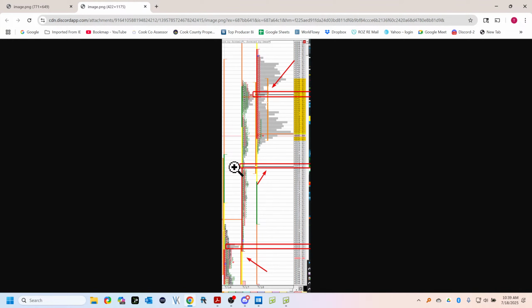Let me just make sure I got everything here. So this is called a single. And what's a single print? Very simple. It's when the market rips and it doesn't come back. And this is from market profile. It's a low volume area. What the market tends to do is to come back and check these. So this is a target coming down.